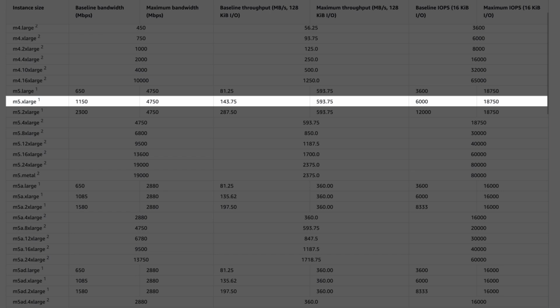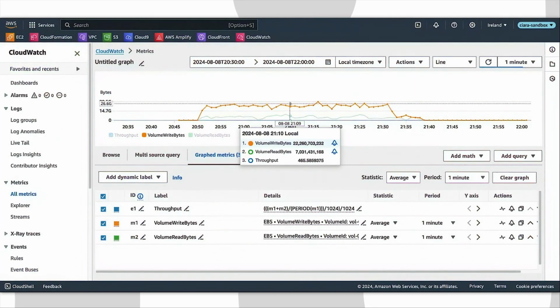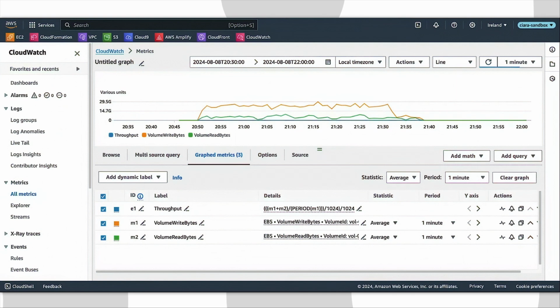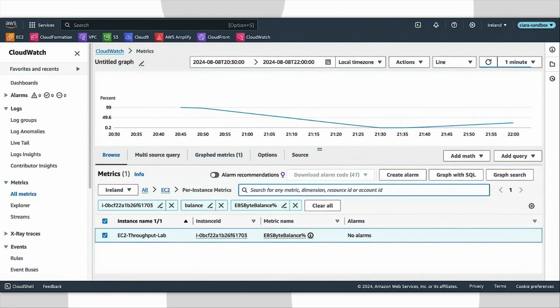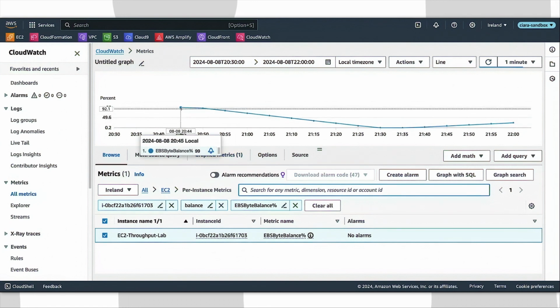If we go back to the volumes, we can see that it's hitting around that 500 megabytes of throughput. And how you can determine this from the EC2 side is if we look at the CloudWatch metrics for the EC2 instance. If we open the instance, this is the actual instance that the volume is attached to, and what we're looking at here is the byte balance. We can see that here. So this is the time frame.